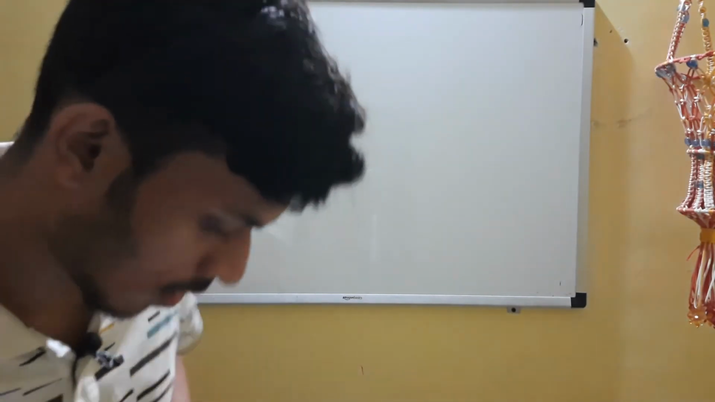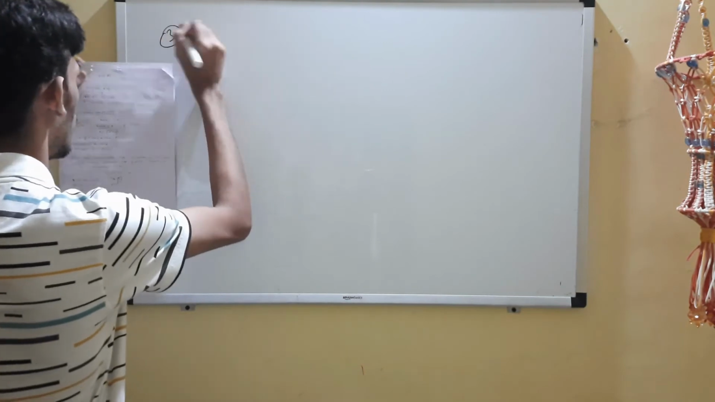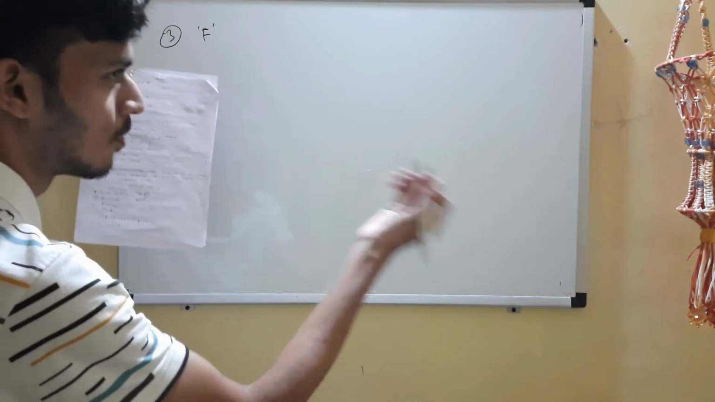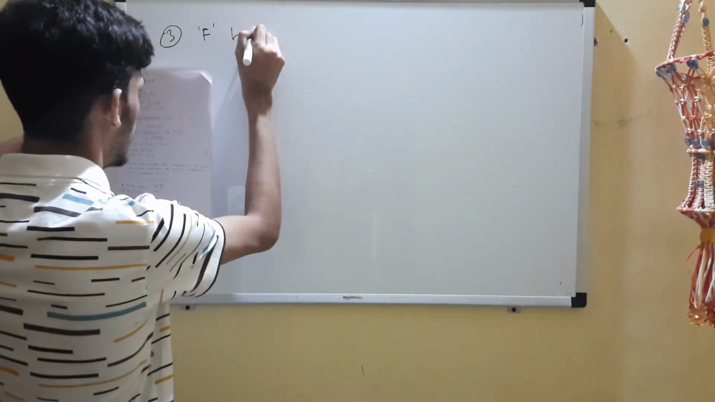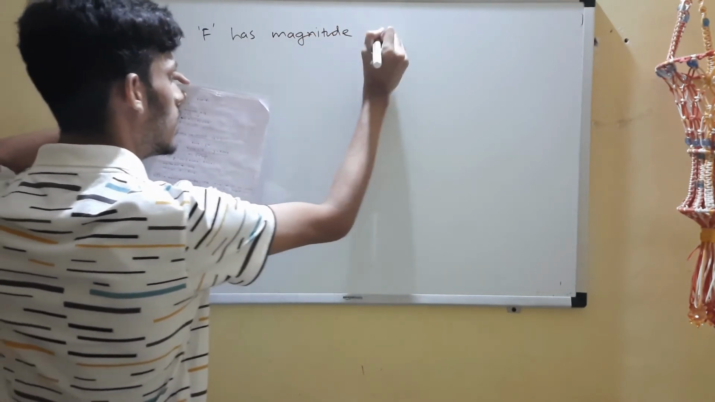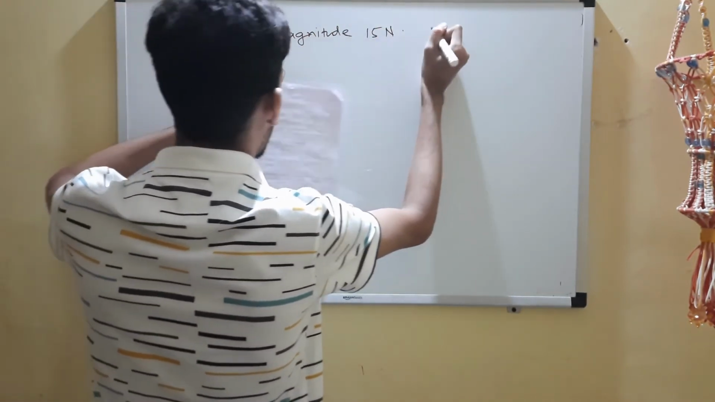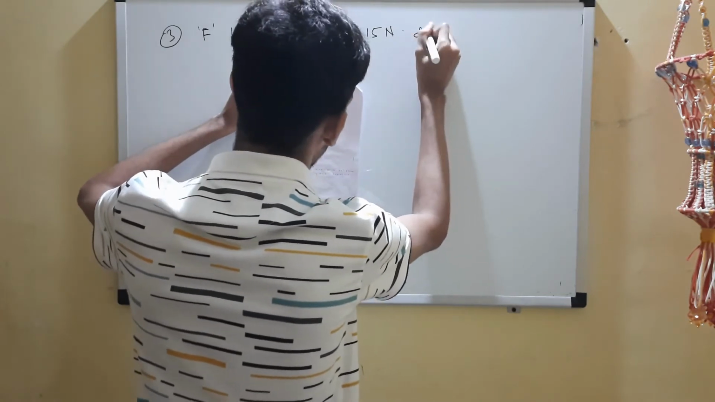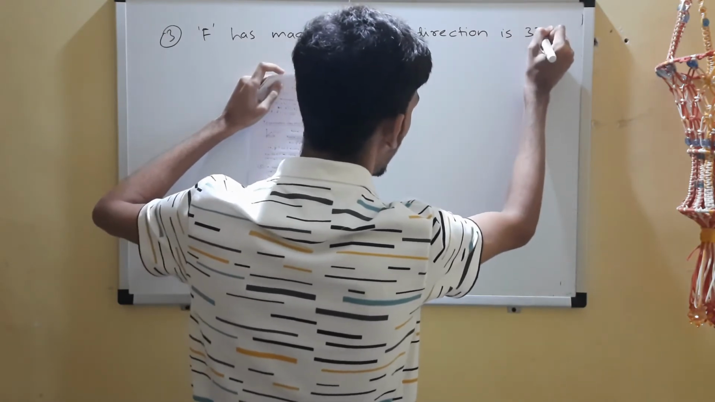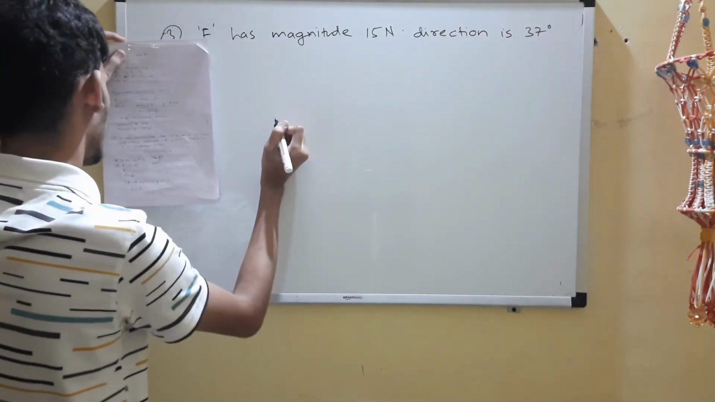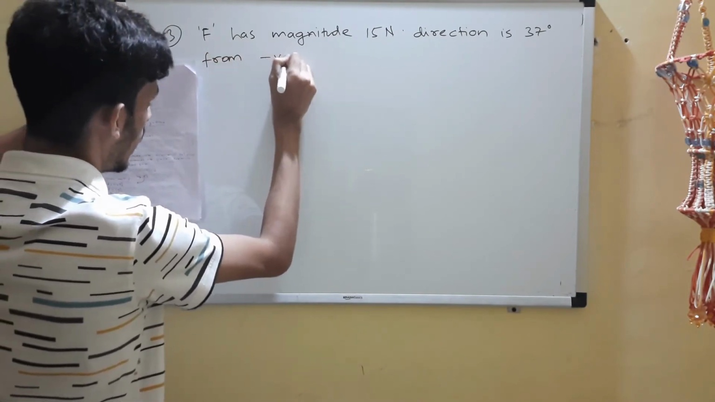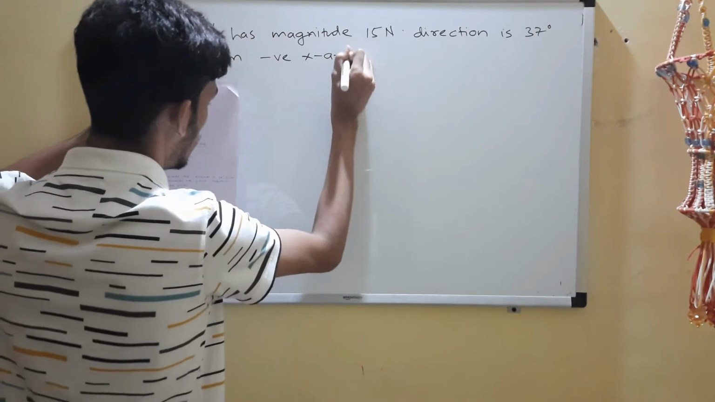So I'll write the problem down. You have a force F. Force is a vector, you know it has magnitude. So that force has magnitude 15 newtons. We measure force in newtons, of course. Direction is 37 degrees from negative x-axis. Now try to decode this.